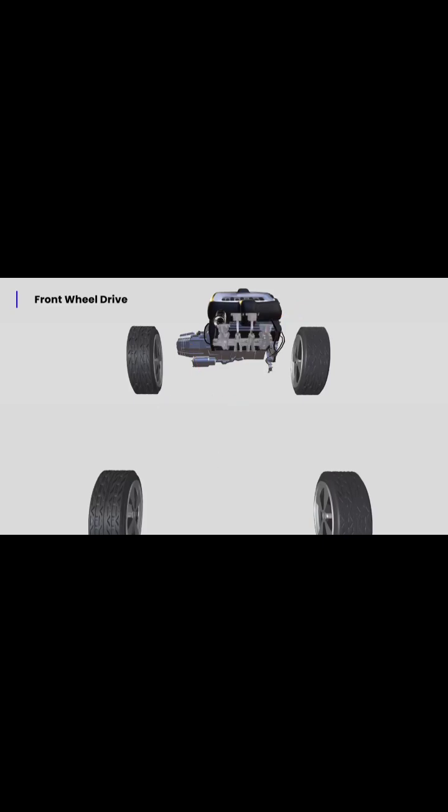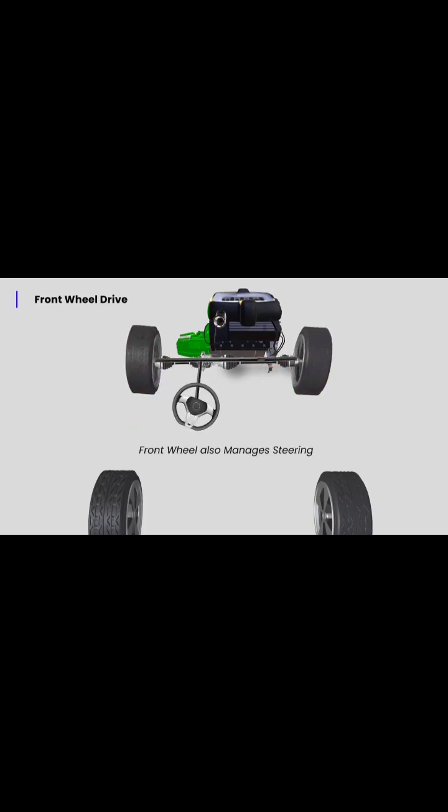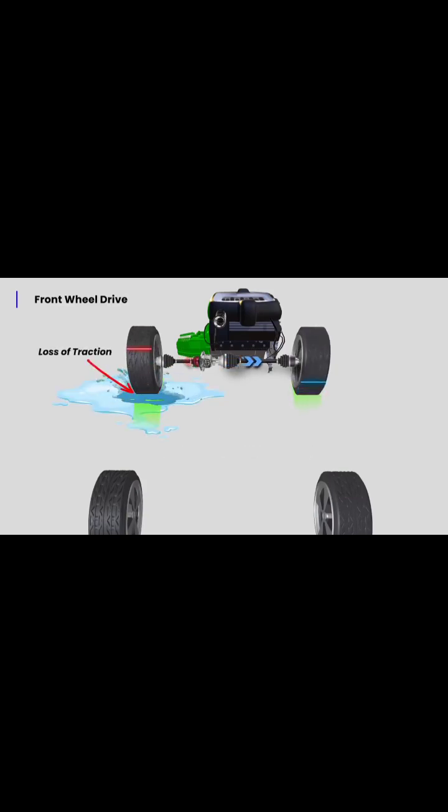The engine generates power, which passes through the transmission, where gears adjust speed and torque. The differential, integrated into the transaxle, splits the power and sends it to the front wheels through CV axles. These wheels propel the car forward. The front wheels not only handle wheel rotation to move the car forward, but also manage steering. Just like in rear-wheel drive, the differential allows the wheels to rotate at different speeds when one wheel loses traction.